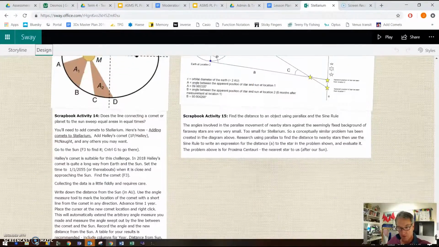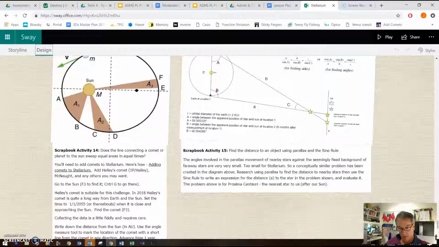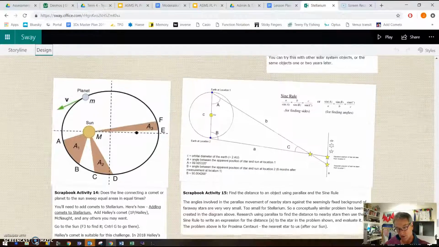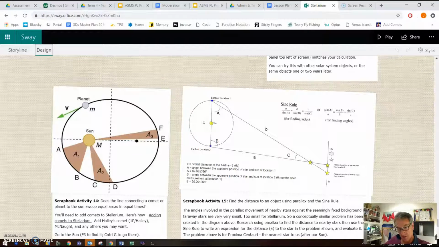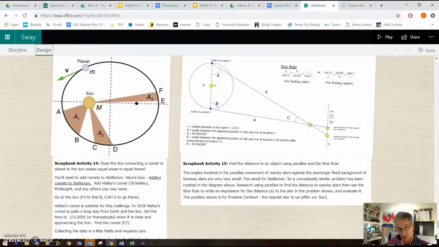And I thought it went pretty well. I would like in future iterations that we probably put a little bit more focus on Stellarium, so that we make sure that the students are appreciating the mathematics in context rather than just doing it from worksheets.